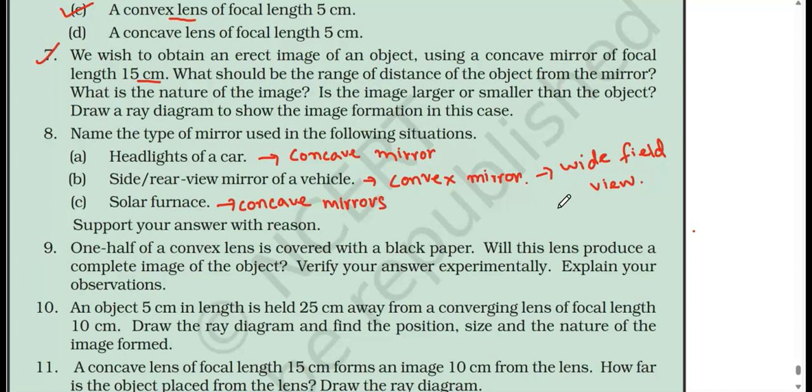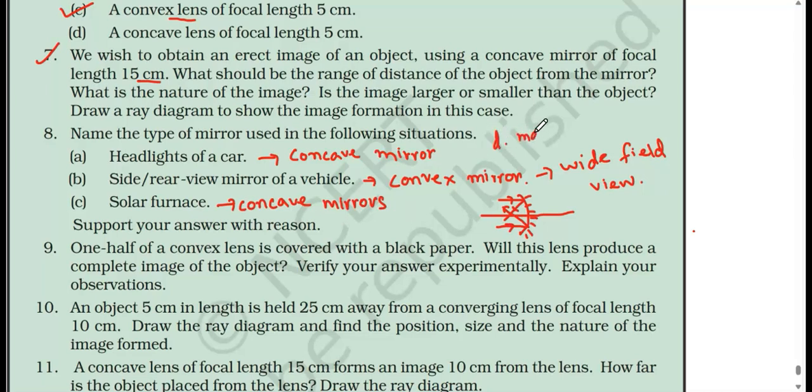Okay, so if you see the ray diagram of a concave mirror, like this is the concave mirror, right? Let me draw the principal axis. So if parallel rays are incident on a concave mirror, all the lights converge at a point which is called the focus. Okay, so over here there will be a lot of heat.